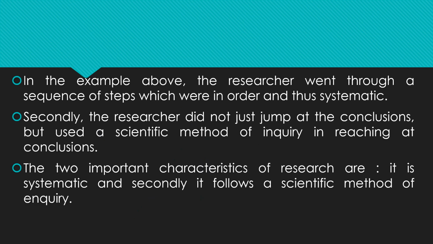In the example, you can see that the researcher went through a sequence of steps which were in order and thus systematic. He began with collecting data, stating the problem statement, forming the hypothesis, and then analysis. So you can see that the researcher did not just jump to conclusions, but used a scientific method of inquiry in reaching conclusions. There are two important characteristics here: first, it is systematic, and second, it follows a scientific method of inquiry.